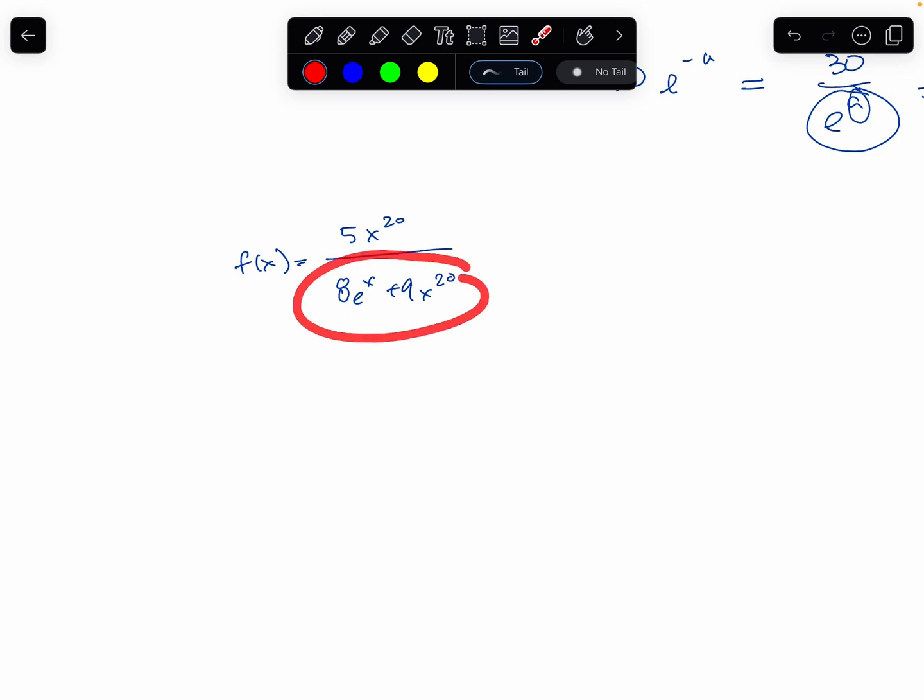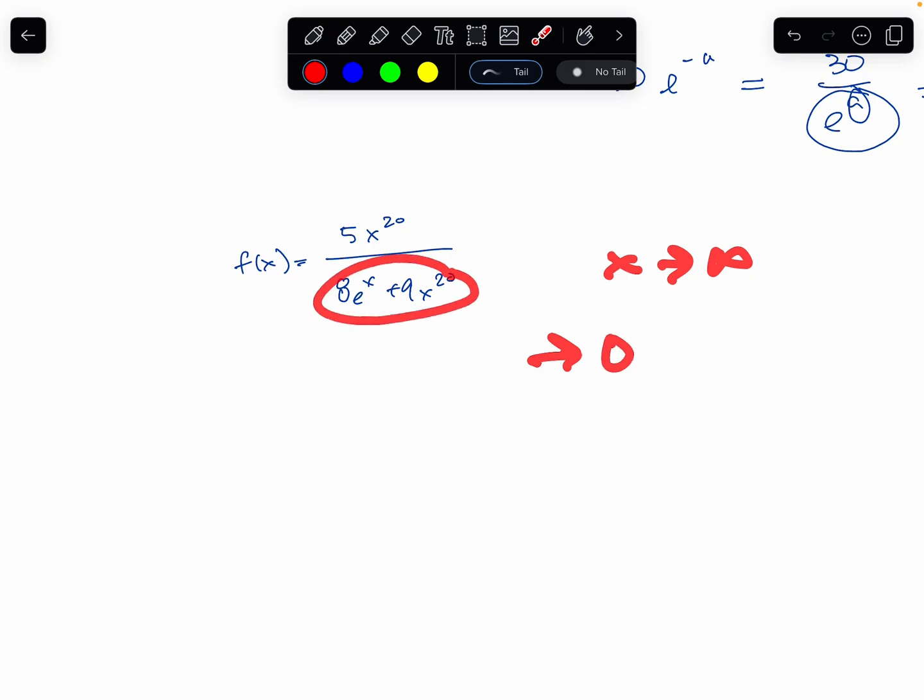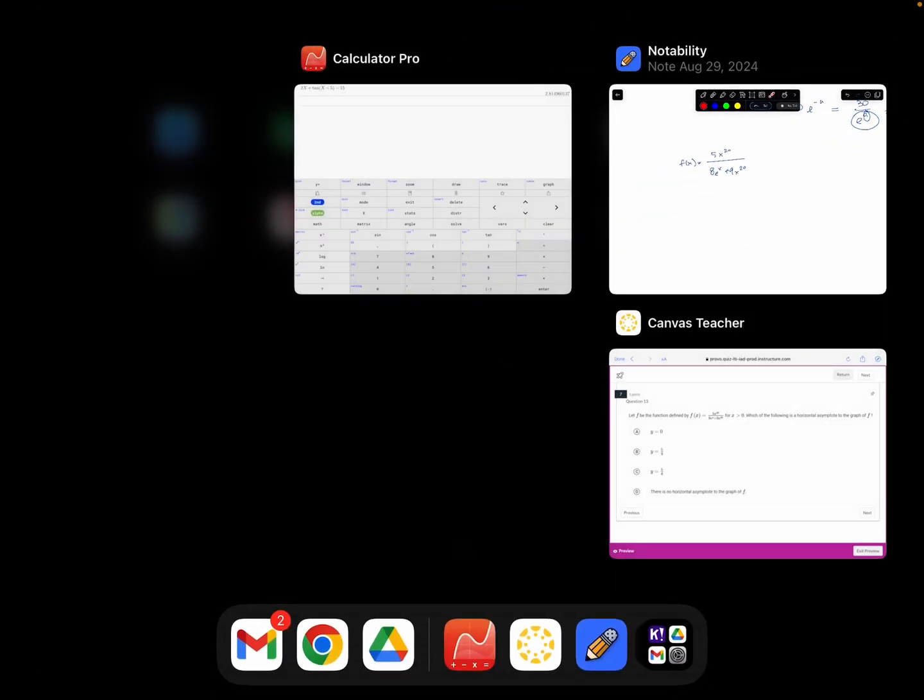And if the denominator grows faster than the numerator, then the expression as x approaches infinity will approach 0. Anytime a denominator gets larger than the numerator, the expression is going to approach 0. So that should answer your question there.